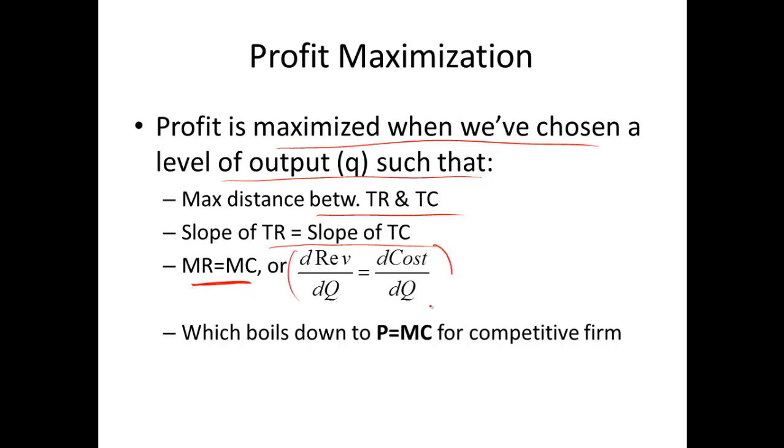Now, one last way to say it, if you're a calculus buff, is that the derivative of revenue with respect to quantity equals the derivative of cost. But this last condition here, intuitively, just boils down to P equals MC for a competitive firm. So remember, for a competitive firm, marginal revenue just equals the price. So what we're saying is, in order to maximize profit, a competitive firm should choose the quantity so that MC equals P.